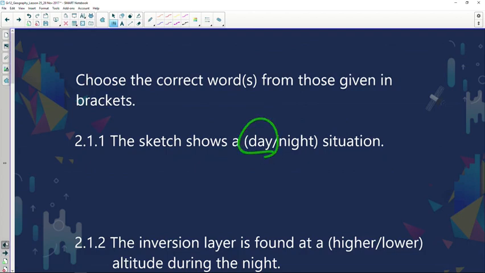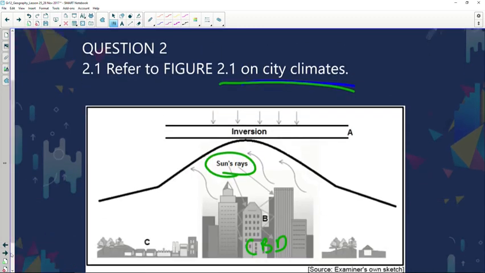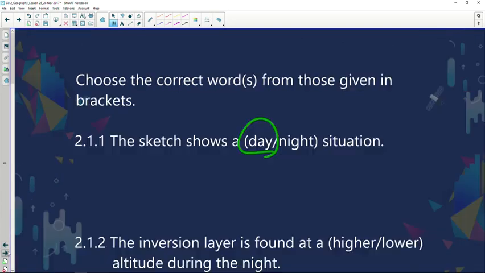be definitely day. Why do I say day? Because they mentioned sun rays. We don't see the sun shining at night. So definitely the correct answer will be day.